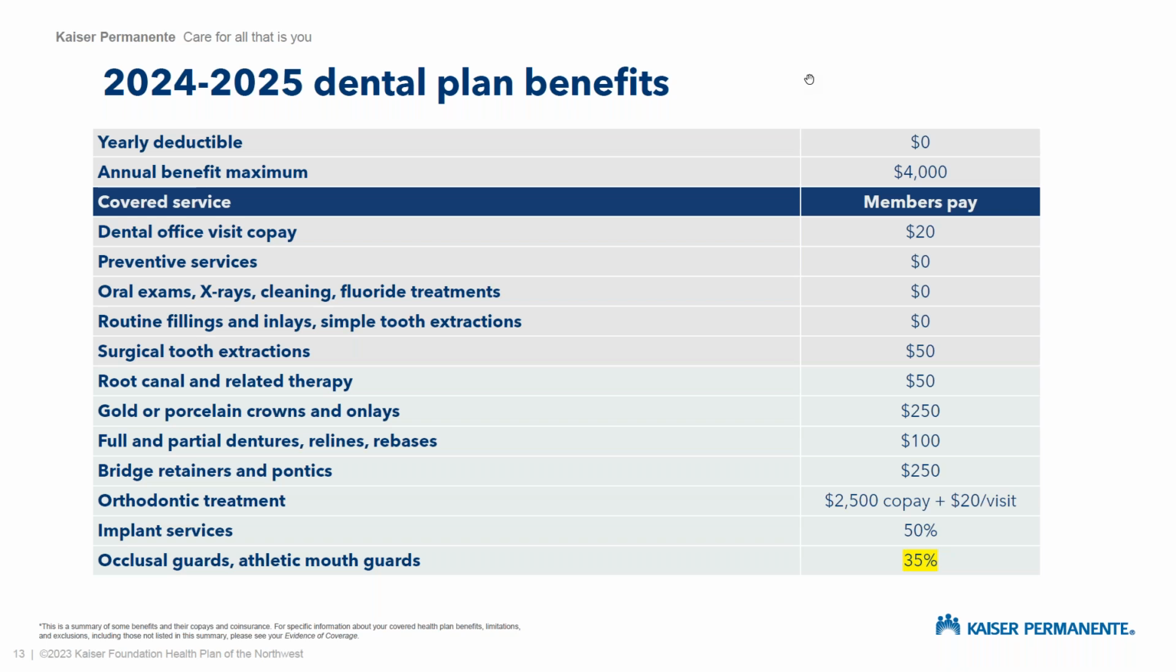The following are the benefit changes effective October 1st. We've removed the lifetime limit on implants. The cost of implants is now subject to the annual benefit maximum. We increased the co-insurance for Aquacel and athletic mouth guards from 10% to 35%. And also, there is no longer a 12-month waiting period for dental benefits.